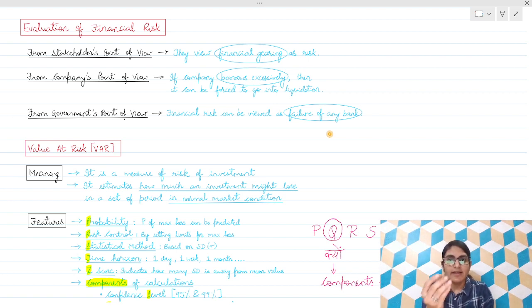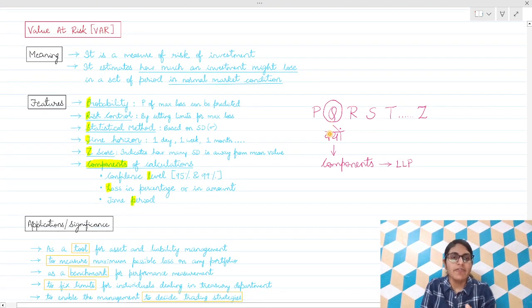That is capital gearing. More debt, more risk. So financial gearing. From the company's point of view, if the company borrows excessively, that is more debt, then financial risk is more, and it can be forced to go into liquidation. From the government's point of view, financial risk can be viewed as failure of any bank.